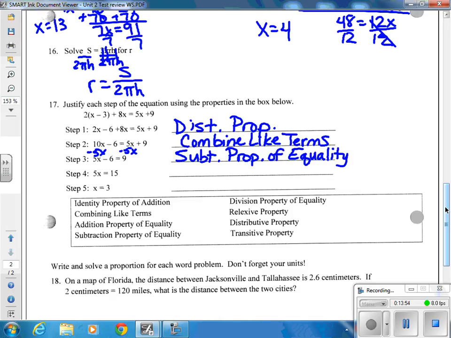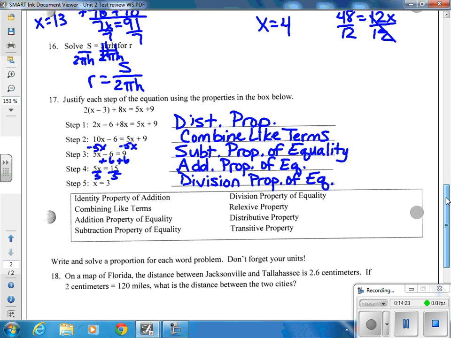From step 3 to step 4, in order to get to 5x equals 15, you had to add 6 to both sides. Right? So that would be your addition property of equality. And then to get from step 4 to step 5, you had to divide by 5, which would be your division property of equality. So you will have one of these on the test where you have to justify each step using a property name from the box given.